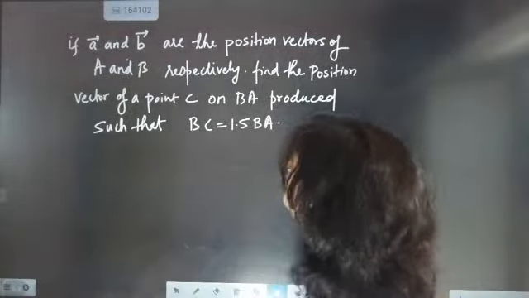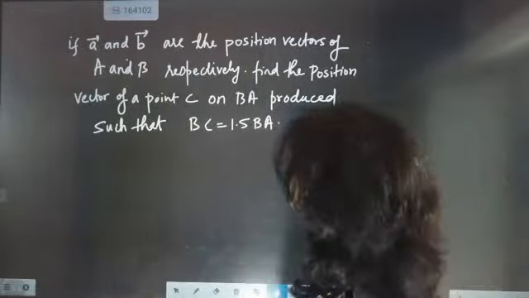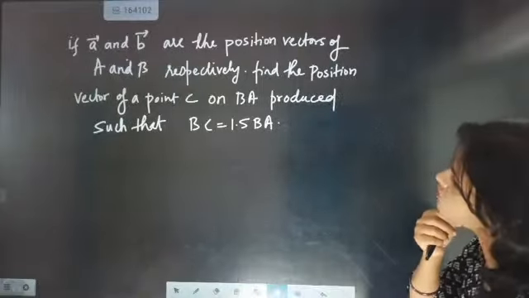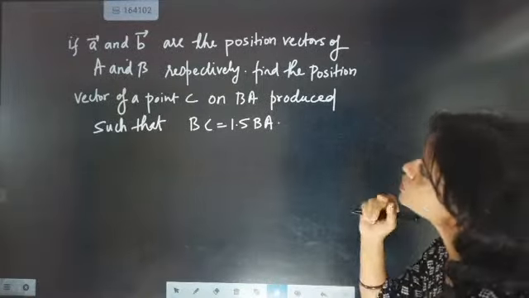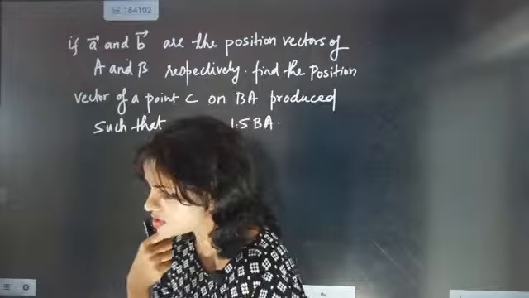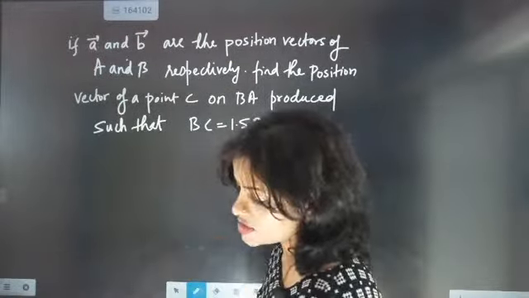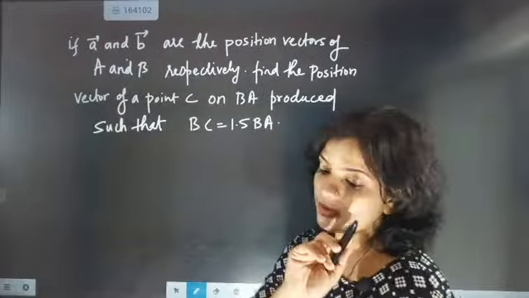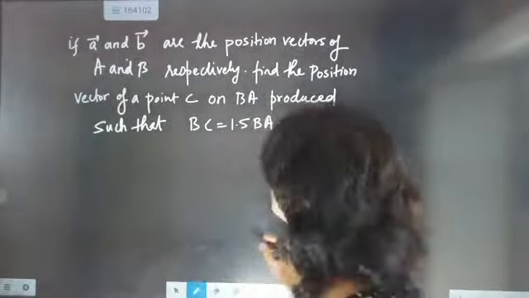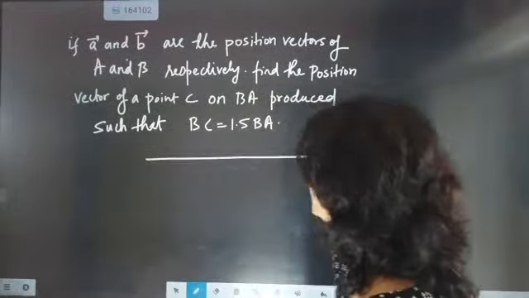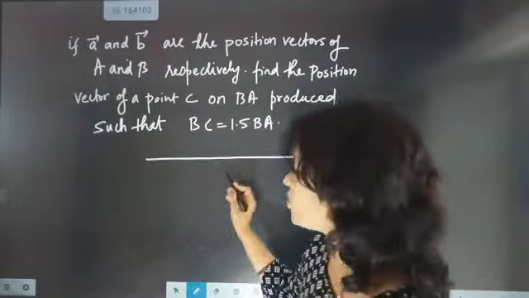What they are telling is that if A and B are the position vectors of A and B respectively, find the position vector of a point C on BA. Position vector of a point C on BA. This is a very important point to catch. Statement by statement you read and then analyze exactly what they are asking from you.